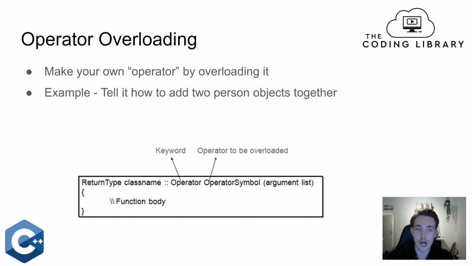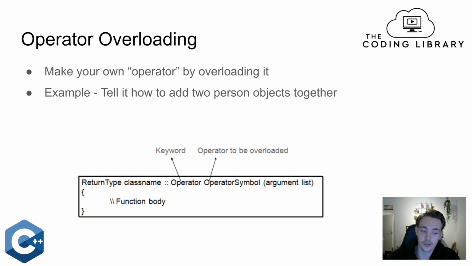So we can also have operator overloading here, where we can make our own operator, or overload the already existing operators in C++. An example, to give you an intuitive introduction to it: we can tell the program how to add two person objects together. If we create two instances of a person class, for example, we'll have two person objects. And if we just try to add those two with the plus operator, the program doesn't know how to add these two objects here.